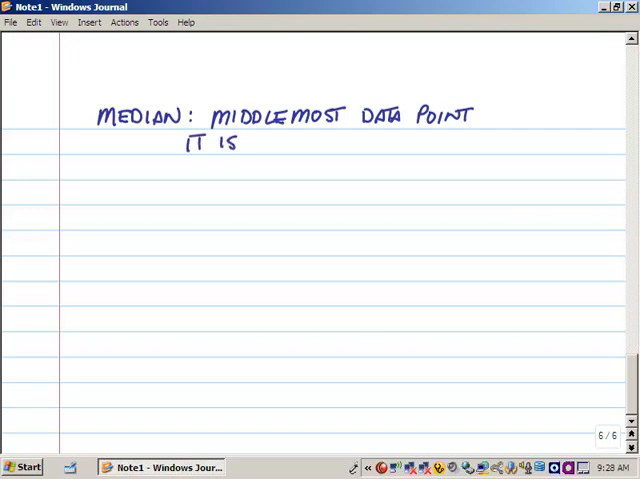Alright, let's move on and talk about the other measures. Let's talk about the median. The median is what can be thought of as the middlemost data point. That is, it is the number or value that splits the data set in half.